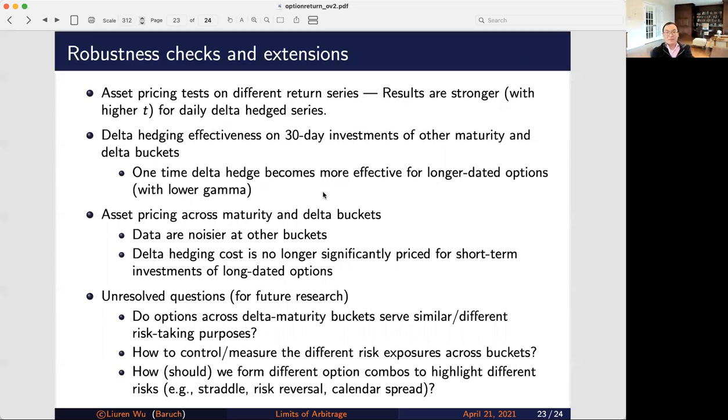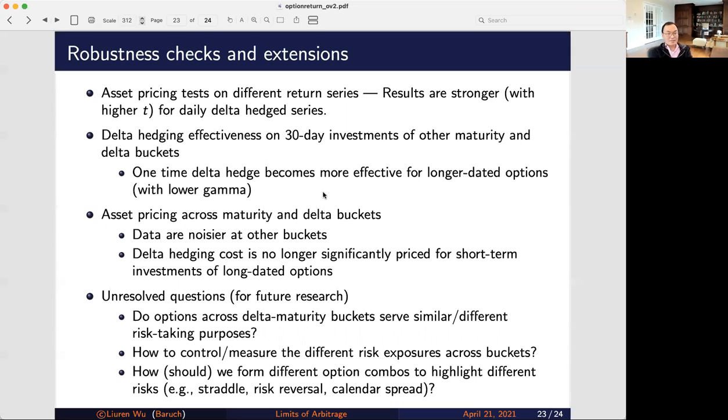For example, we constructed many different return series with different hedging. The main analysis is based on one-time data hedge. If we do it on daily data hedge, then the t-stats are higher, but the estimated slope estimates are about the same. Okay, and we also went through the other maturity and delta baskets.